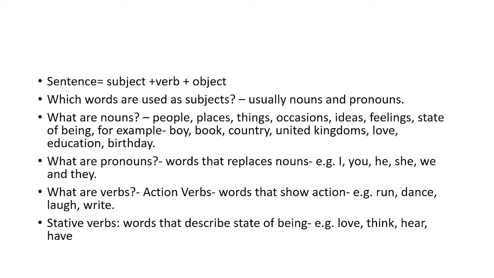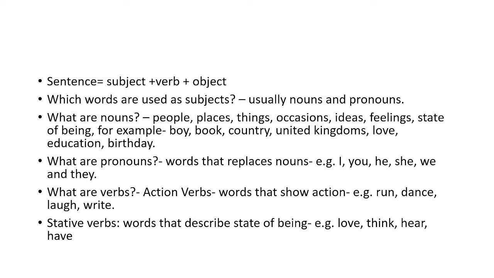Now, what are nouns? People, places, things, occasions, ideas, feelings, state of being. For example, boy, book, country, United Kingdom, love, education, birthday. These are the nouns. Now next, what are pronouns? Words that replace nouns, for example, I, you, he, she, it, and they. And what are verbs? Action verbs, words that show action, for example, run, dance, laugh, and write.